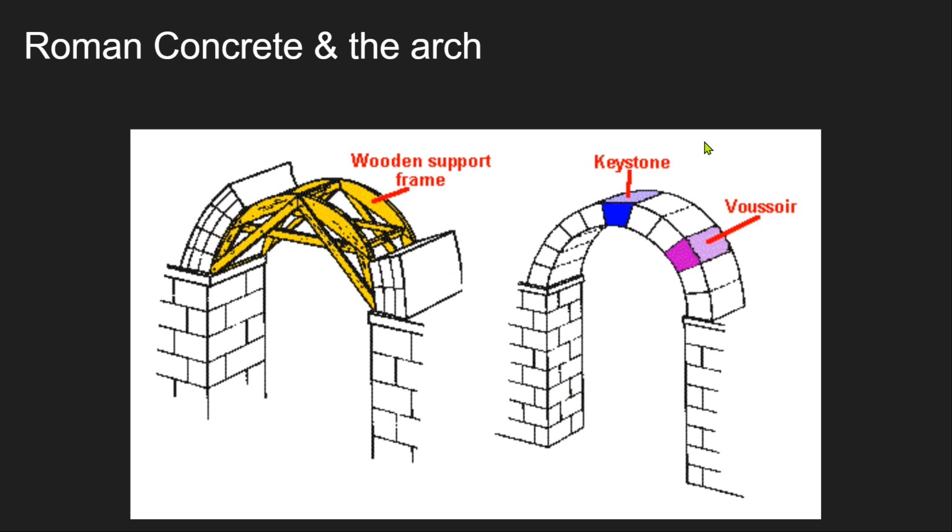And so they can span these huge spaces. They don't need the support of a post and lintel system. So the Romans really understood the possibilities of the arch, and they run with it, and it becomes the symbolic of the Roman Empire. It creates stability.